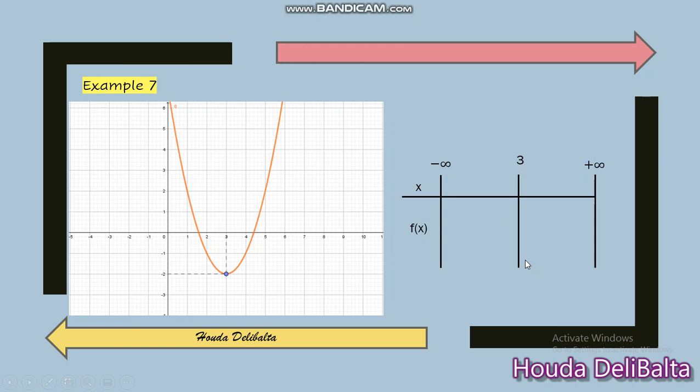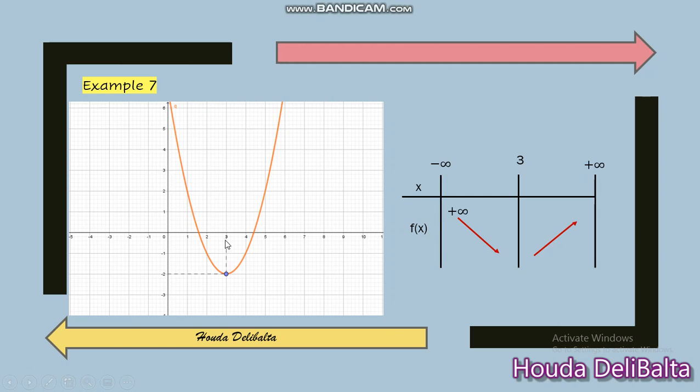Now I have to distribute the arrows using the curve. So decreasing from minus infinity till 3, then I represent it by a decreasing arrow. And from 3 till plus infinity, it is increasing, so I represent it by an increasing arrow. Now what should be put here? At minus infinity, the curve is moving from up to down, moving downward. So what is up? It is plus infinity.